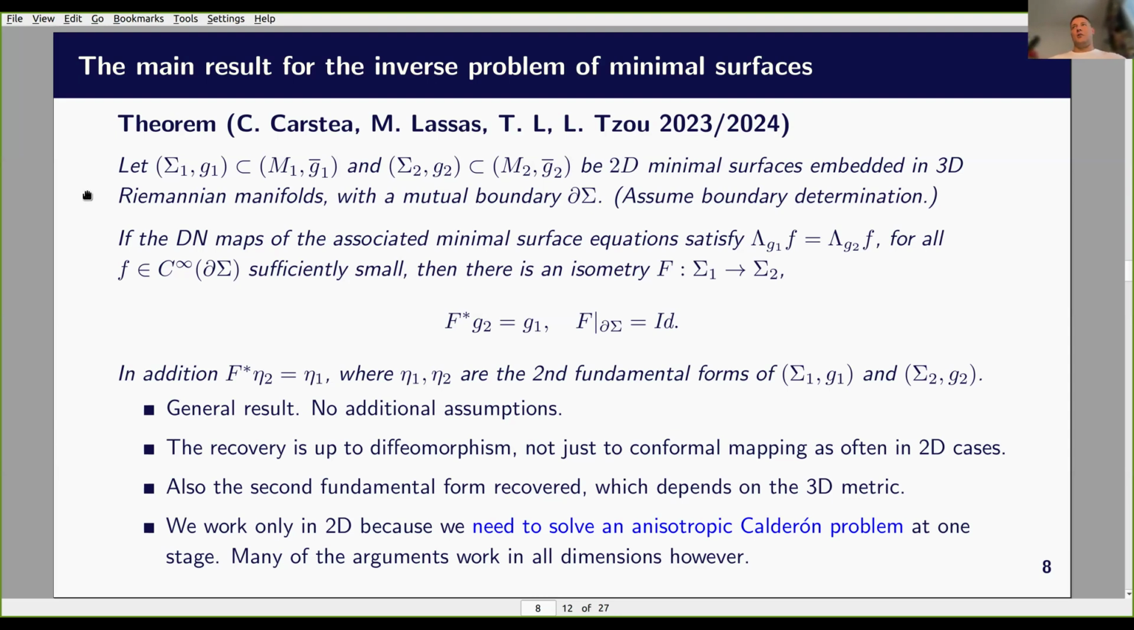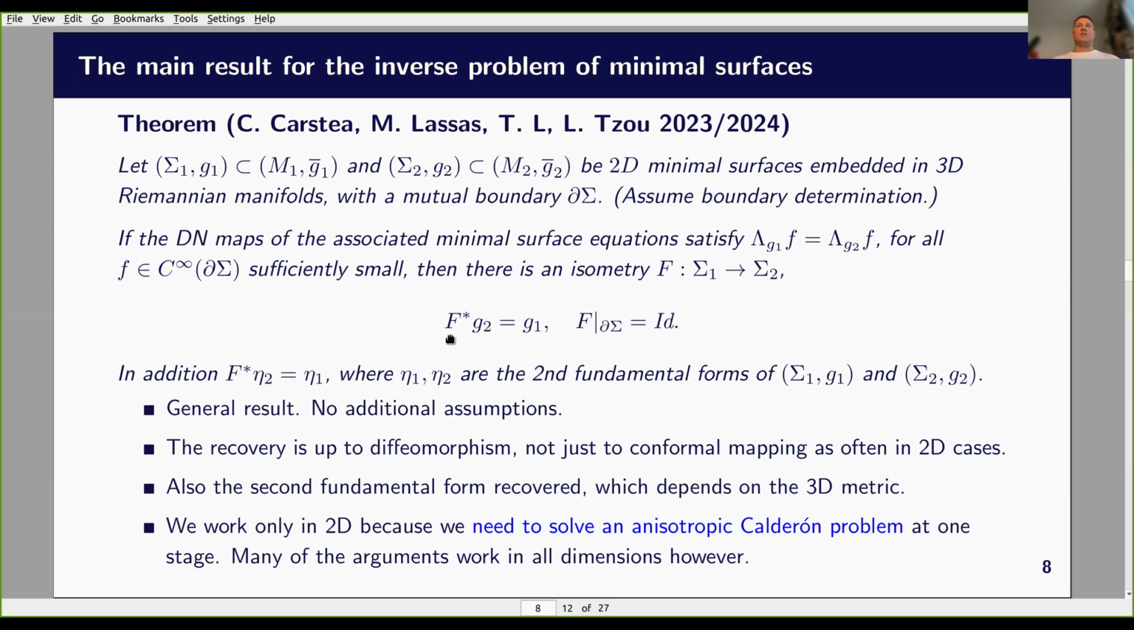I will assume boundary determination. We'll comment on that a little bit later. Now, if the DN maps of the associated minimal surface equations satisfy the condition that for small boundary values, so small perturbations of the studied minimal surfaces, the DN maps agree, then it is possible to show that there is an isometry between these surfaces, sigma 1 and sigma 2.